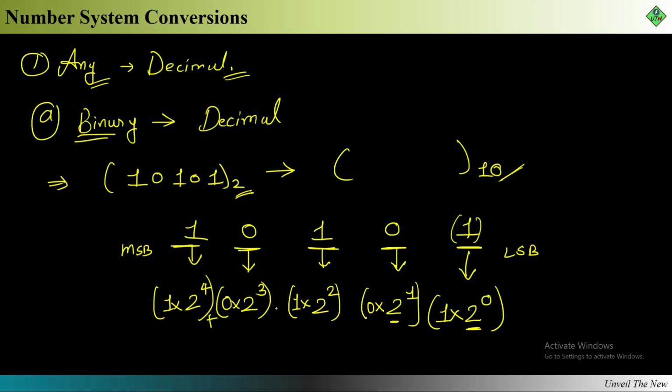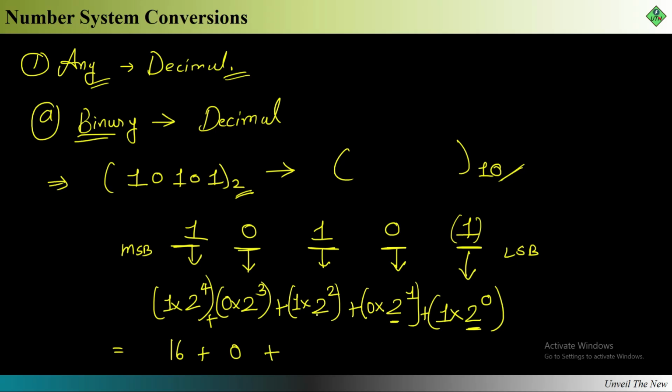At the end, we need to add all this. After doing the addition, we will get our decimal number. So what is 2^4? We all know that 1 into 2^4 is 16. Similarly, 0 into 2 raised to 3. We all know that 0 into anything is 0.